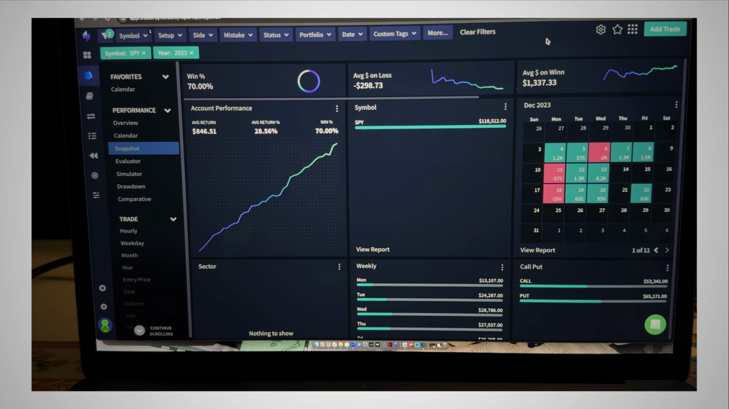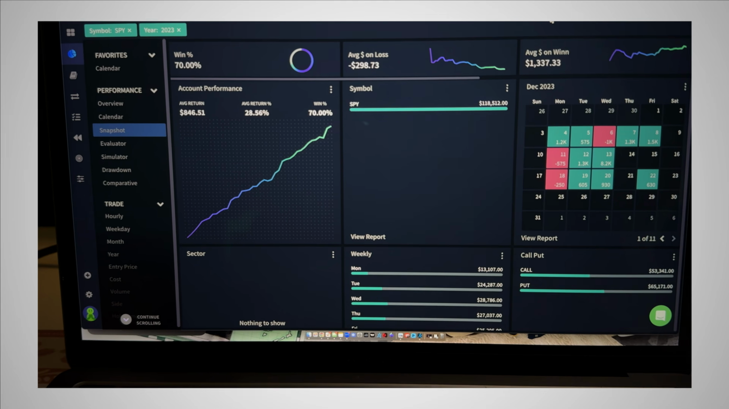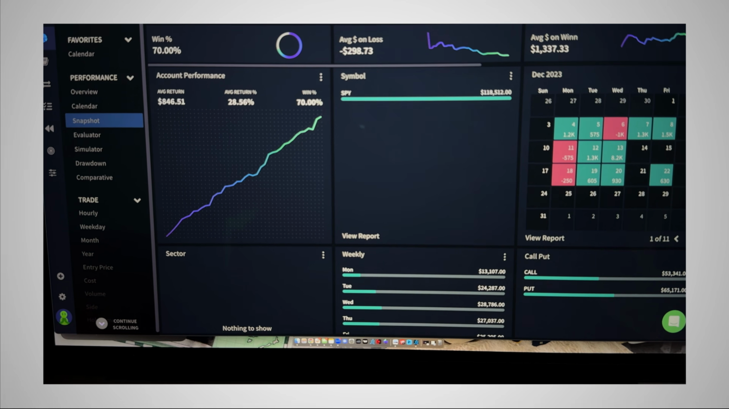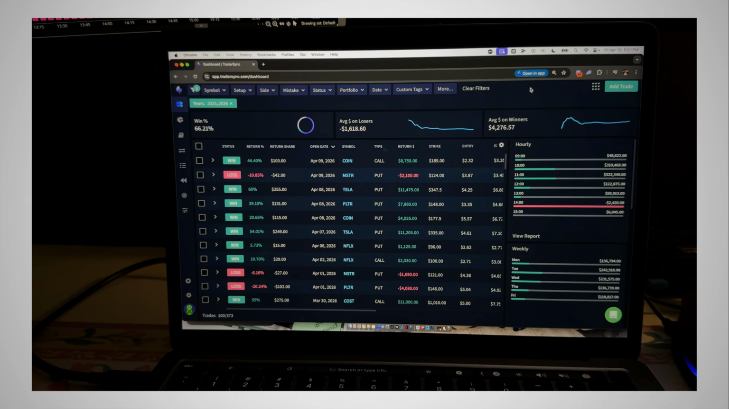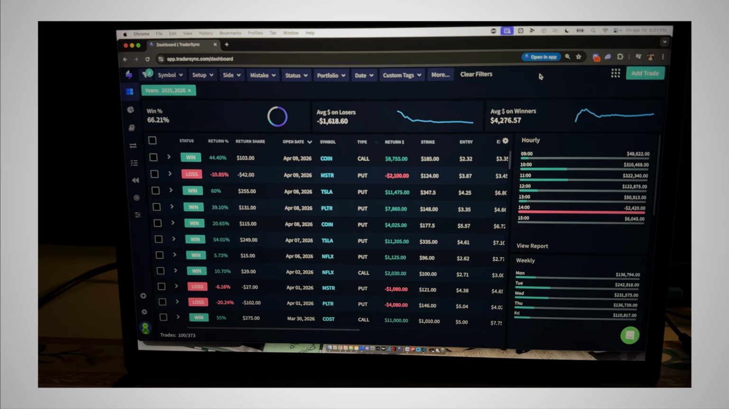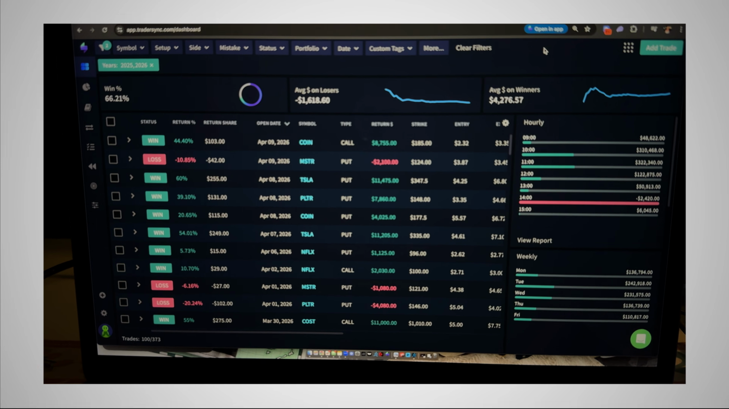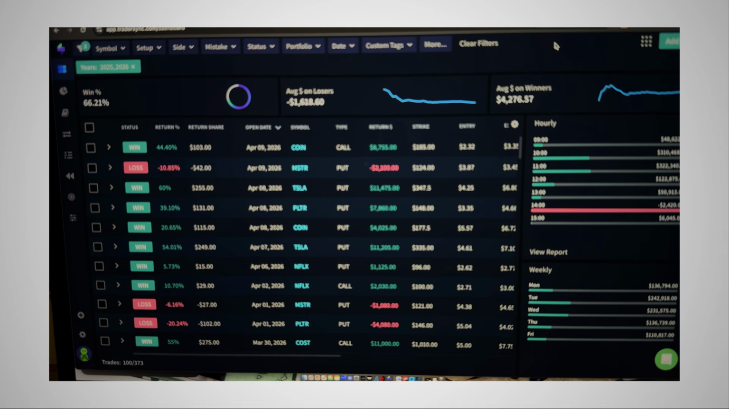2023 was the last year where I primarily traded SPY, and I ended with a 70% win rate and a 1 to 4.6 risk-reward ratio. This year, I started trading multiple stocks. That could be 1 to 4 different stocks in the same day. My win rate dropped to 66%, and my risk-reward ratio went from 4.6 to 3.58.